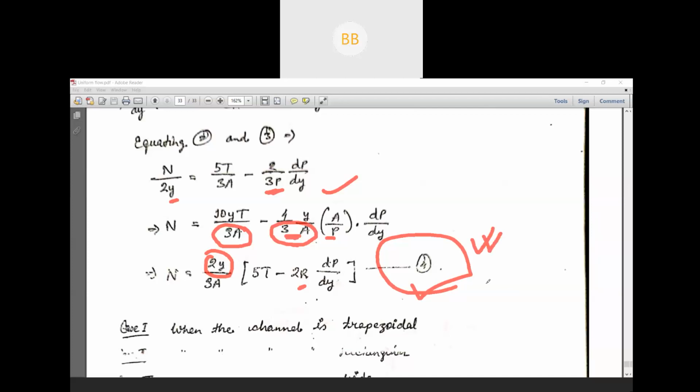Kindly go through the derivation and see if you have any doubts or not. If you have any doubts, then we can discuss here. Once you go through the derivation.